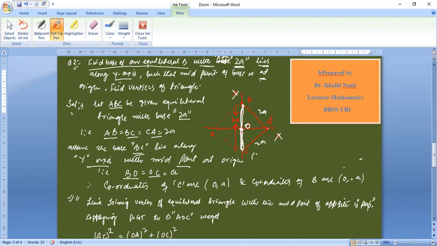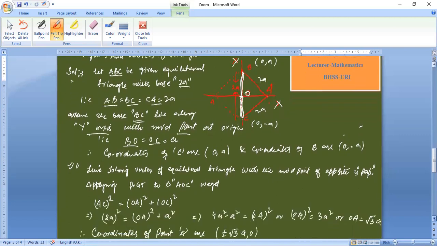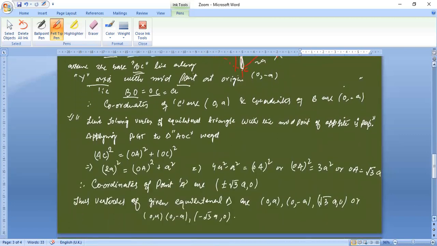Obviously, the x coordinate would be 0, and the coordinate of C would be, since it is in the downward direction, -a, right? Similarly, the coordinates of B would be 0, a, right? Okay, so we are now fine with the coordinates.